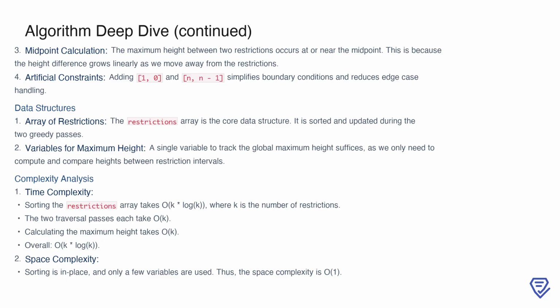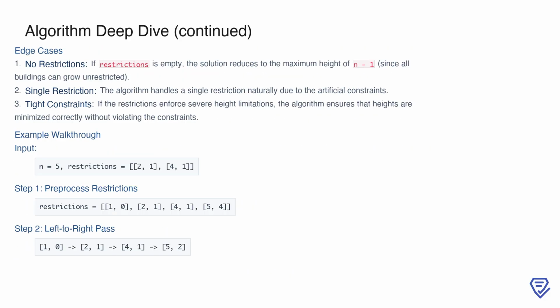With a time complexity of O(k log k) and constant space usage, this approach is both efficient and scalable. It's important to handle edge cases carefully to ensure the algorithm is robust. If there are no restrictions provided, the solution reduces to the maximum height of n-1, as all buildings can grow without limitations. For a single restriction, the artificial constraints naturally handle the scenario. In cases where the restrictions impose severe height limitations, the algorithm adjusts heights accordingly without violating constraints.